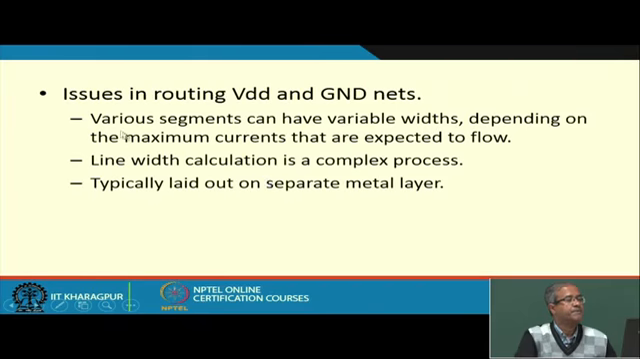And related to VDD and ground nets, as I said, various segments can have variable widths, so line width calculation is required, which is complex, and they are typically laid out on a separate metal layer.